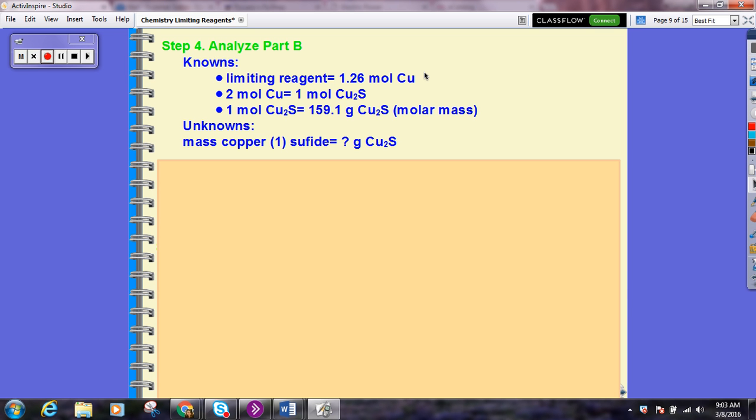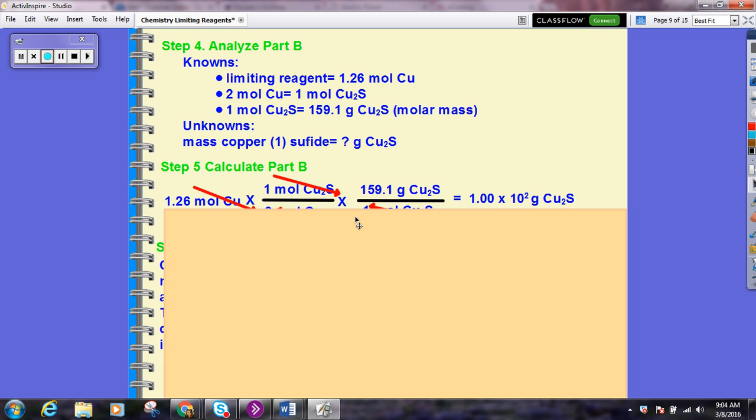Okay? Now I need to know this. I put this in my knowns because in that stoichiometry problem we're going from grams to moles, and from moles to grams. What I don't know is the mass of copper(I) sulfide produced in grams. So let's do some calculations. This is the whole big equation, but I'm going to walk you through it. So we start out with what we have: the 1.26 moles of copper. We need to take it out of moles of copper and put it into moles of copper(I) sulfide.